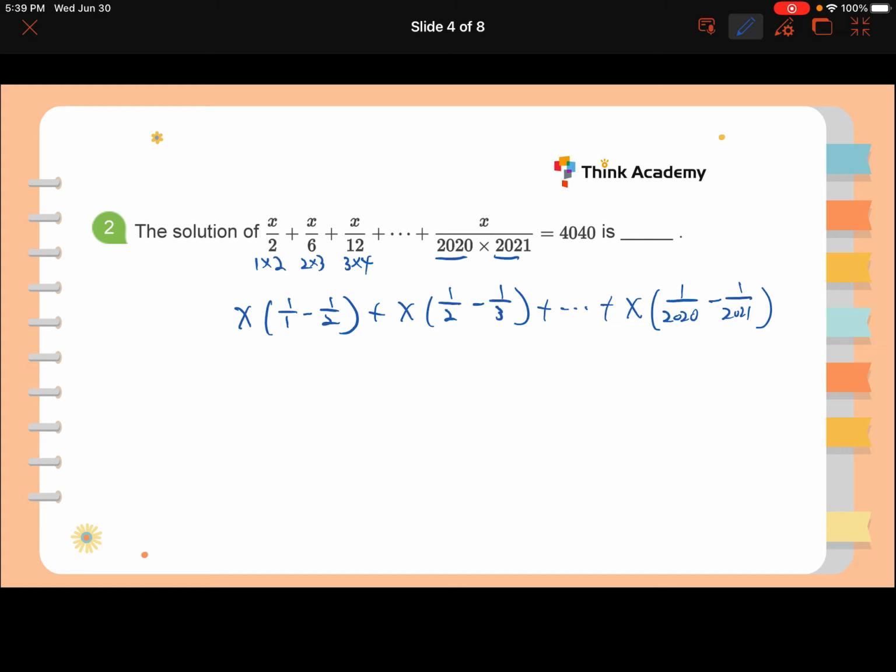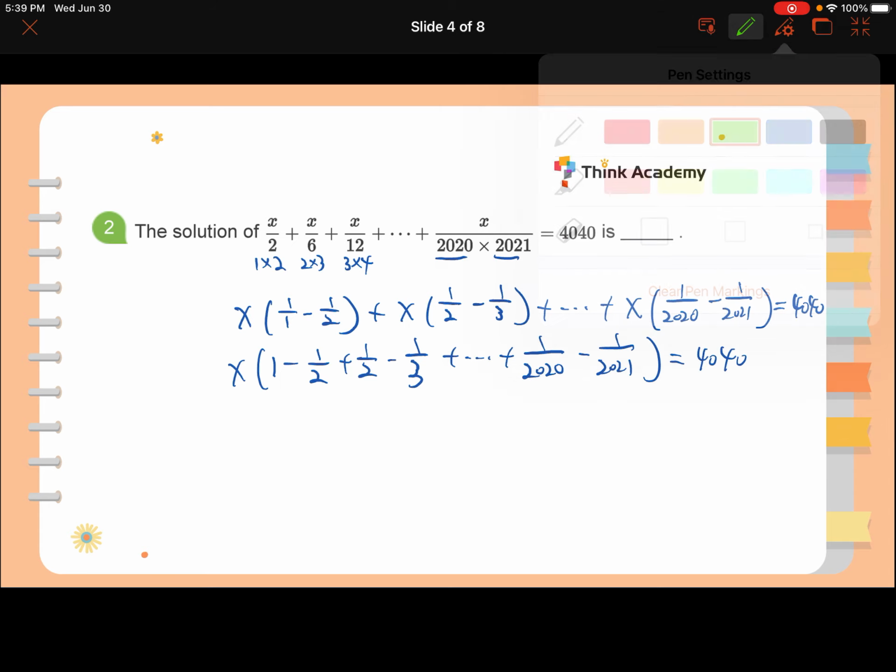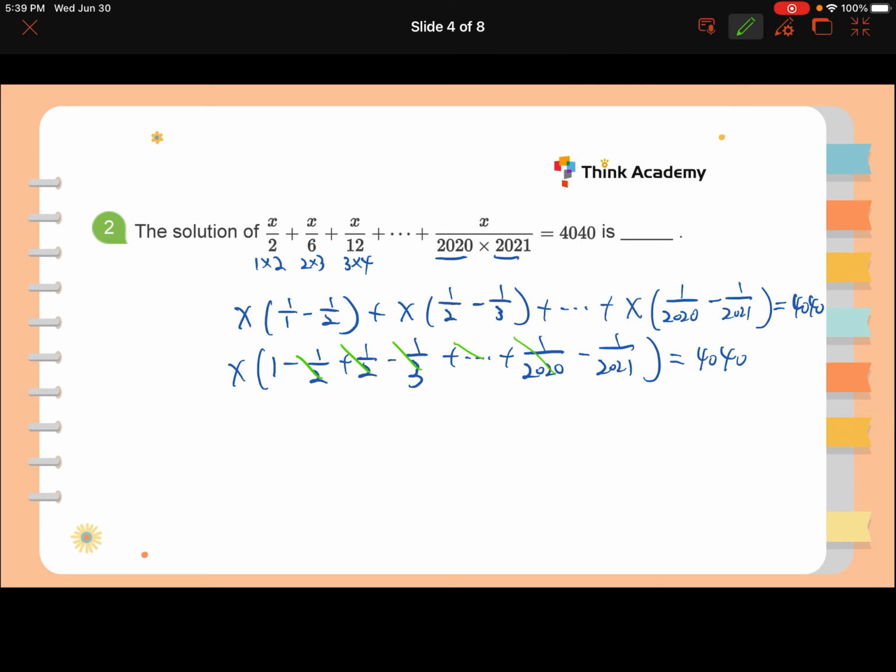And because we have an equation, don't forget on the right-hand side, we still have a 40. Okay? Now, because they all have a common multiple of x, we can pull out an x, and we have x times 1 minus 1 over 2 plus 1 over 2 minus 1 over 3, and then it goes on until 1 over 2020 minus 1 over 2021, and the whole thing equals 40. Okay? And again, all these terms will cancel out, and we are left with only the first term, which is 1, minus the last term, 1 over 2021.